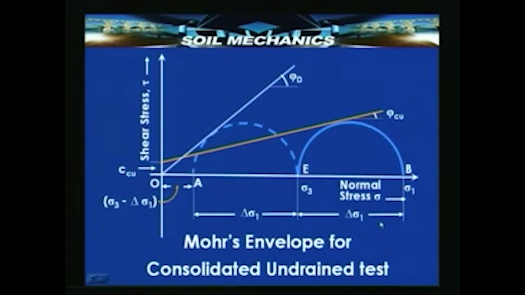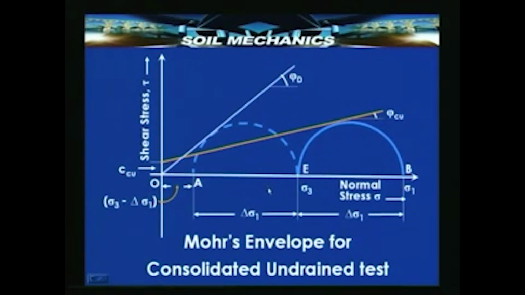And to get the effective stresses, we have to subtract the pore pressure, which is equal to delta sigma 1. If I subtract delta sigma 1, I get this dotted circle whose point on the left, A, corresponds to the effective stress sigma 3 minus delta sigma 1. The point E for the left circle has a value of sigma 3, which is nothing but the effective stress as far as this is concerned.